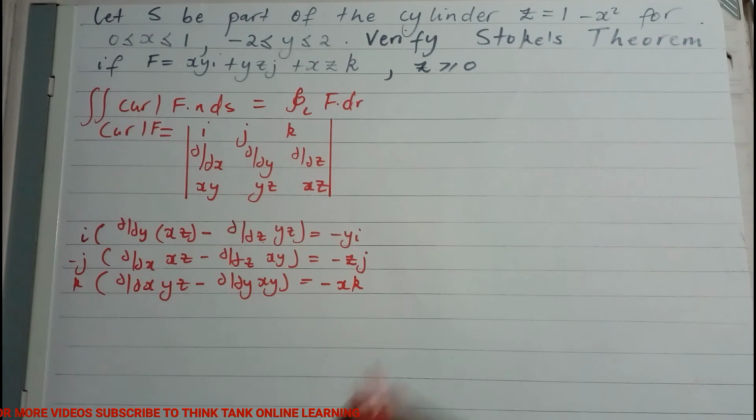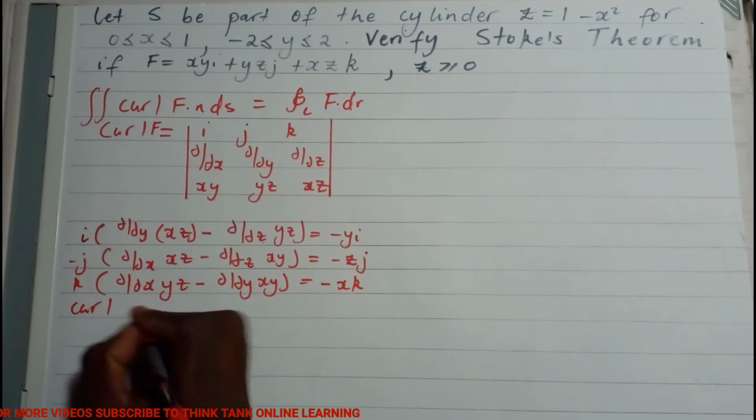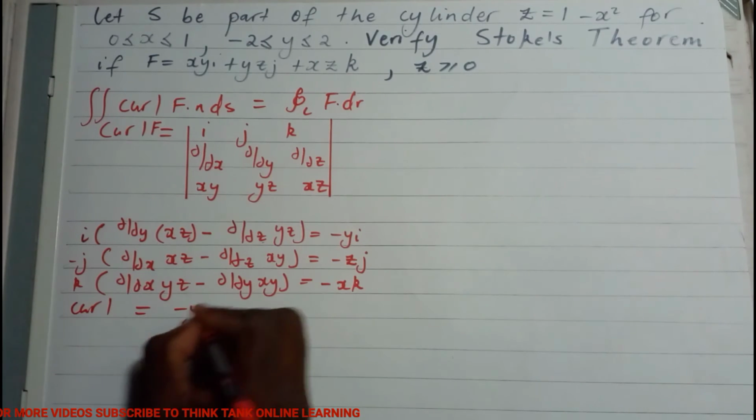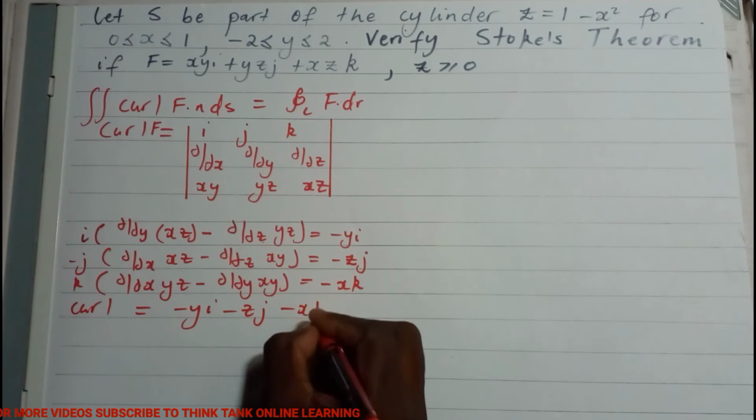If you notice an error in my video, feel free to let people know in the comment section. It's mathematics, sometimes we're rushing, we may make some mistakes. So now we have our curl. The curl is equal to negative y i, negative z j, negative x k.